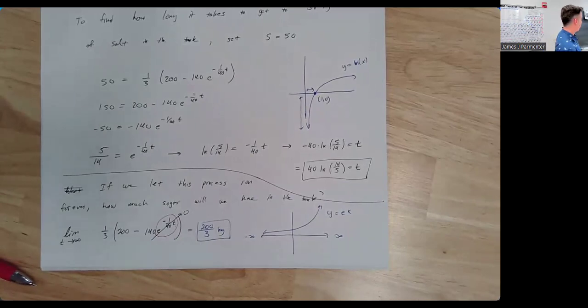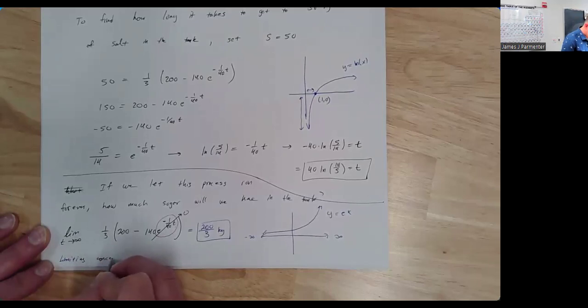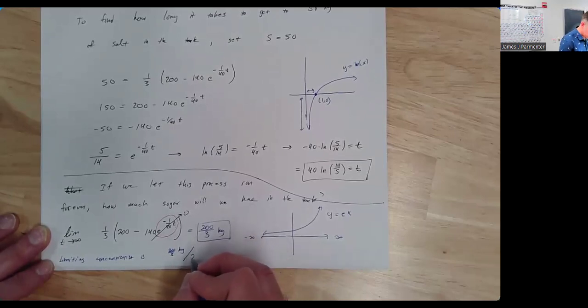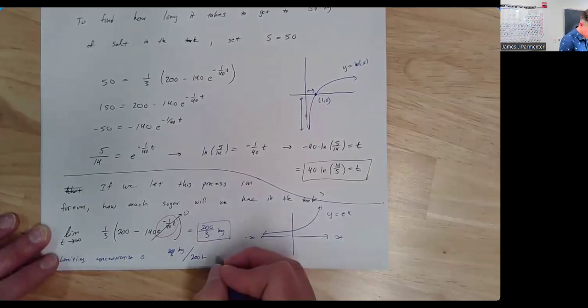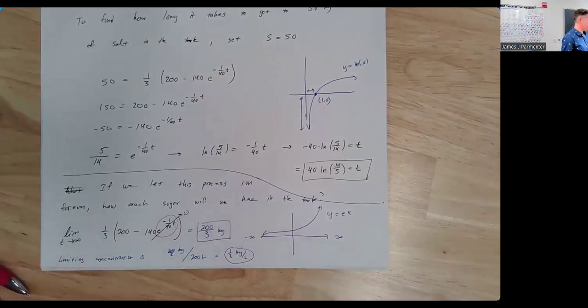And then, as I said previously, the interesting thing to me is that the concentration of the sugar in the tank is going to be exactly 1/3 of a kilogram per liter. So the limiting concentration here is exactly the limiting amount of salt, 200 thirds of a kilogram, divided by the volume, which is 200 liters. The 200s cancel and you get exactly 1/3 of a kilogram per liter. And it is not at all a coincidence that that is the concentration of the thing that we're adding to the tank.